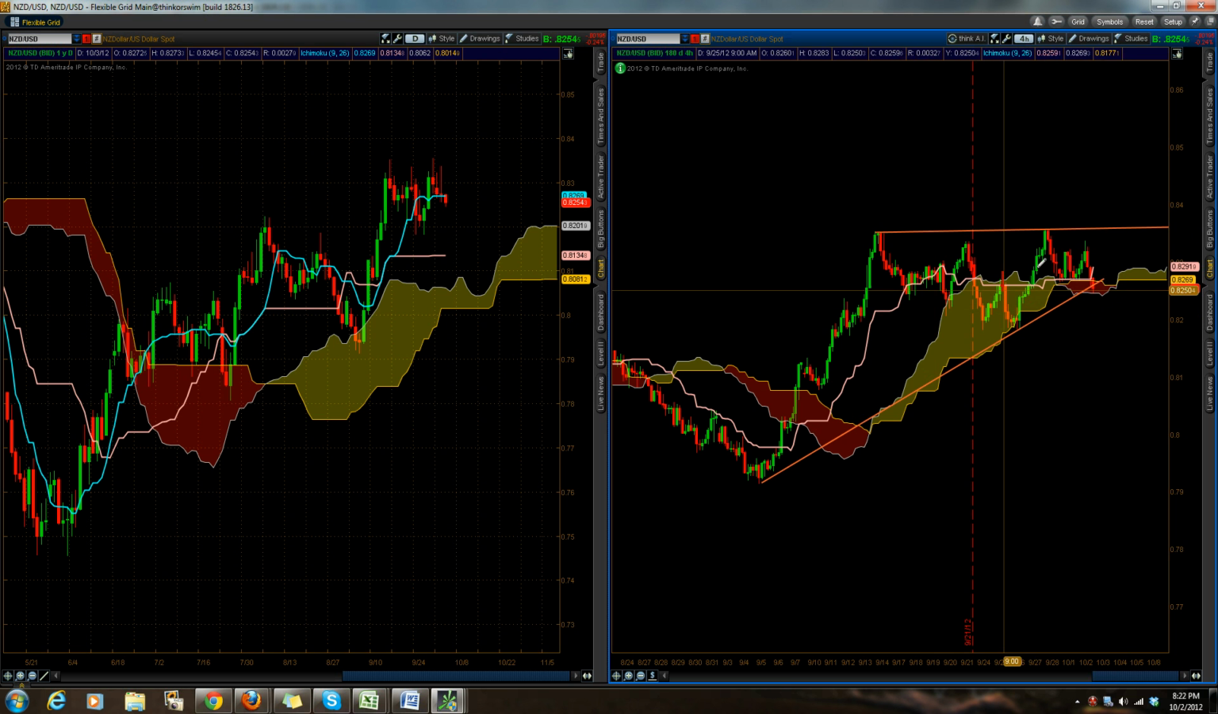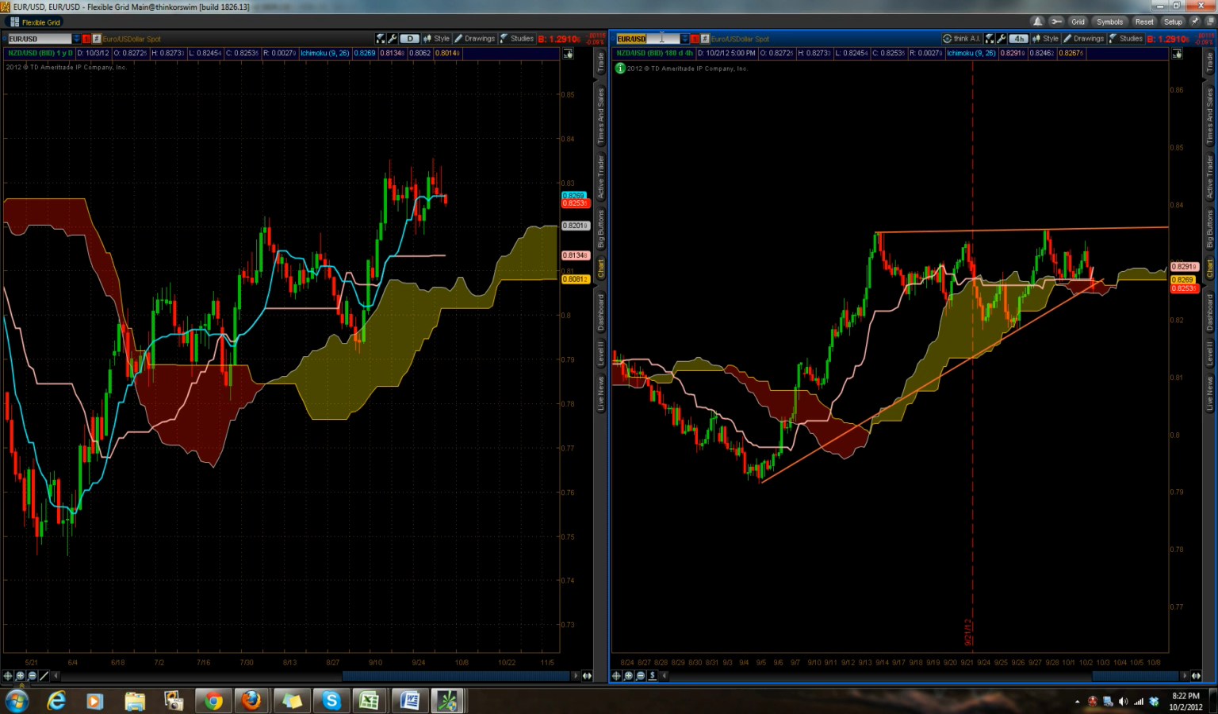I do recall Michael taking this trade, so let's be on the lookout for that close below the cloud and possibly a pullback towards this resistance level at 0.8268.